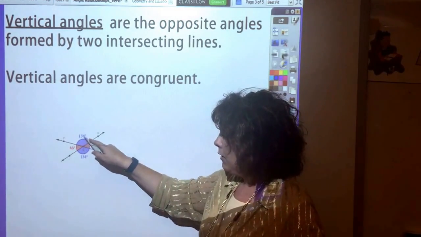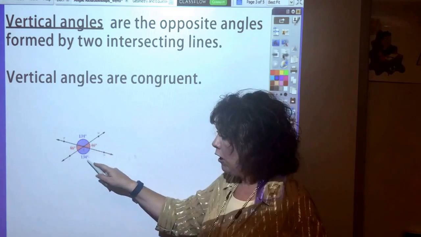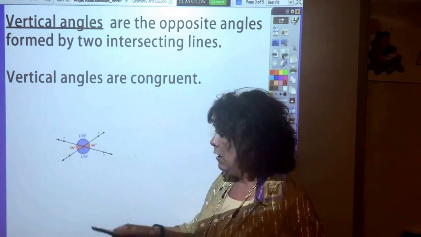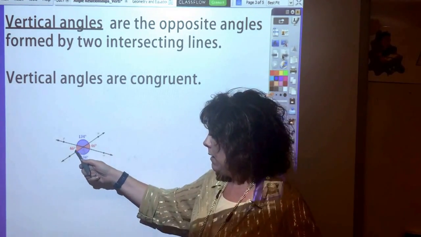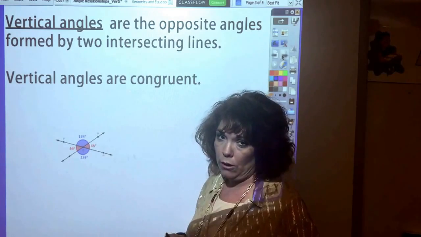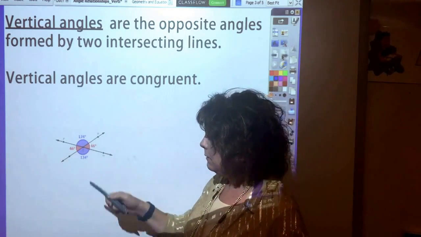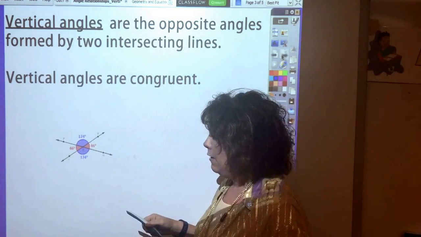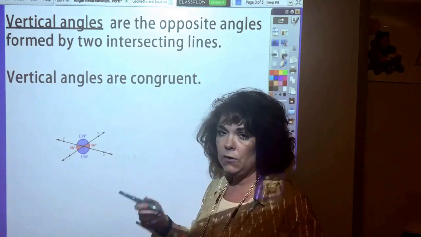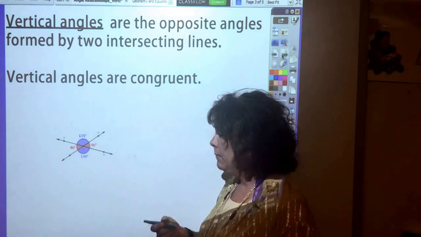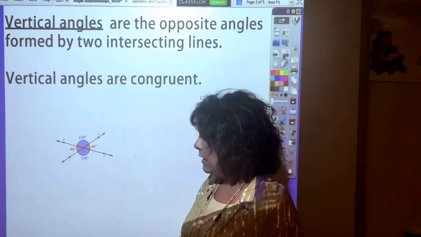The measures across from each other are the same and are congruent. This measure is the same as this measure, or congruent. So this is important because you're going to have to use equations to solve, and you need to be able to set it equal to each other.